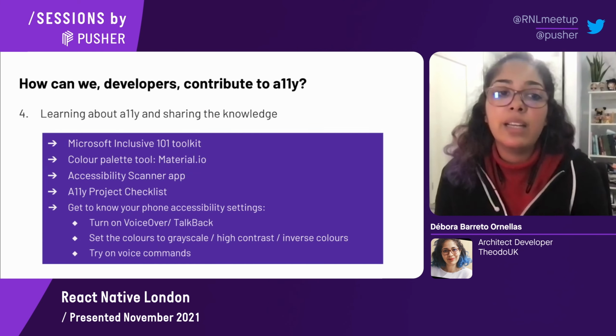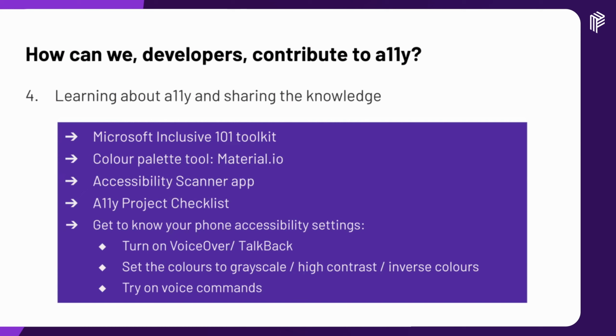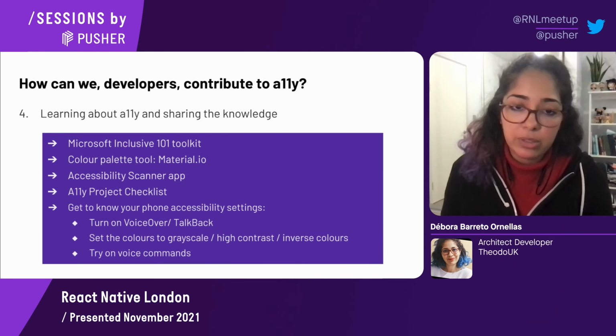And then finally, another way that we can contribute to this change and make apps accessible is to learn about it and share the knowledge. So hopefully the knowledge I shared today has been useful for at least one person. But yeah, some resources that I really recommend, they are beginner friendly and really interesting. Nothing boring, it's really interactive. One is the Microsoft Inclusive 101 toolkit.